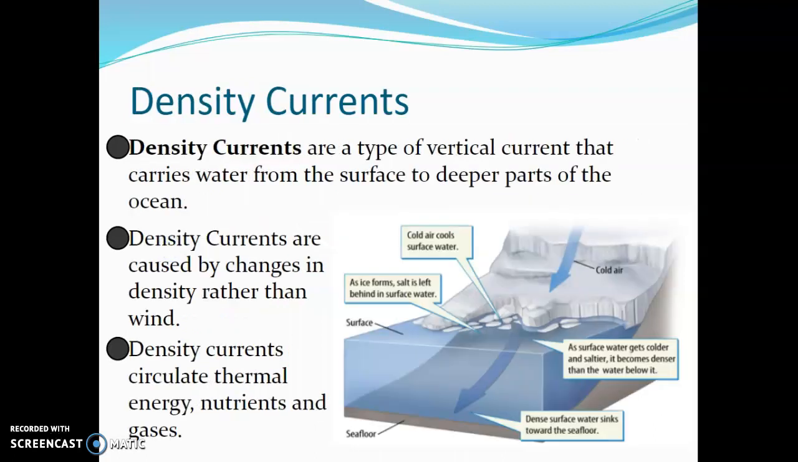Density currents are a type of vertical current that carries water from the surface to deeper parts of the ocean. And we learned about density in the last section, where we talked about how cold water will be more dense and it would tend to sink, and warm water would be less dense and tend to float. So these currents are caused by changes in density rather than the wind. So that's caused by that more dense water sinking. Density currents circulate thermal energy, nutrients, and gases. So that's how you can transfer colder water down, warmer water comes up.